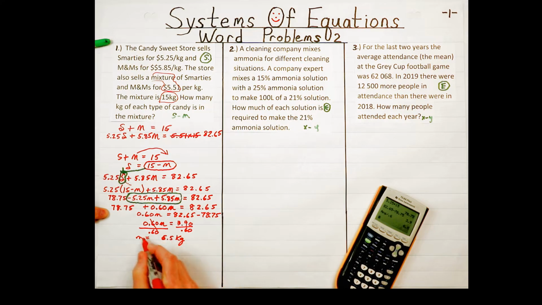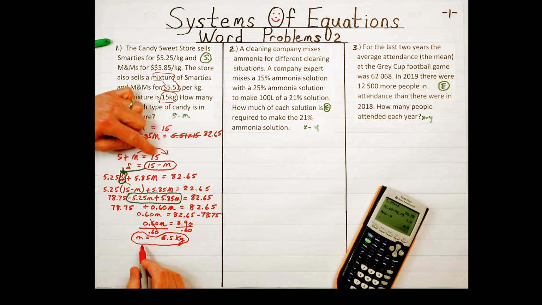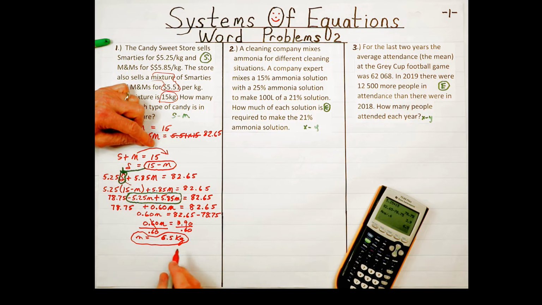Now, what does this mean? Well, remember we're using M to represent M&Ms. So we have 6.5 kilograms of M&Ms. The total in the mixture is 15 kilograms.